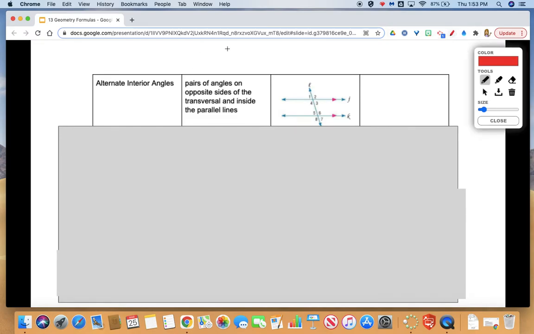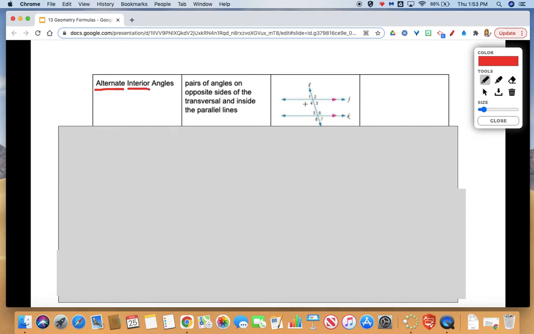Alternate interior angles. This is when pairs of angles on opposite sides of the transversal and inside the parallel lines occur. Alternate means on opposite sides. Interior means inside the parallel lines.